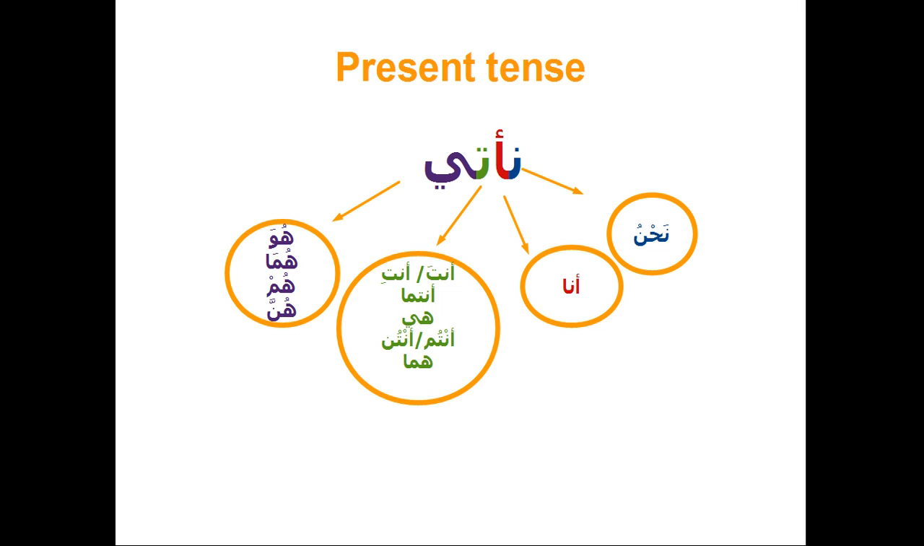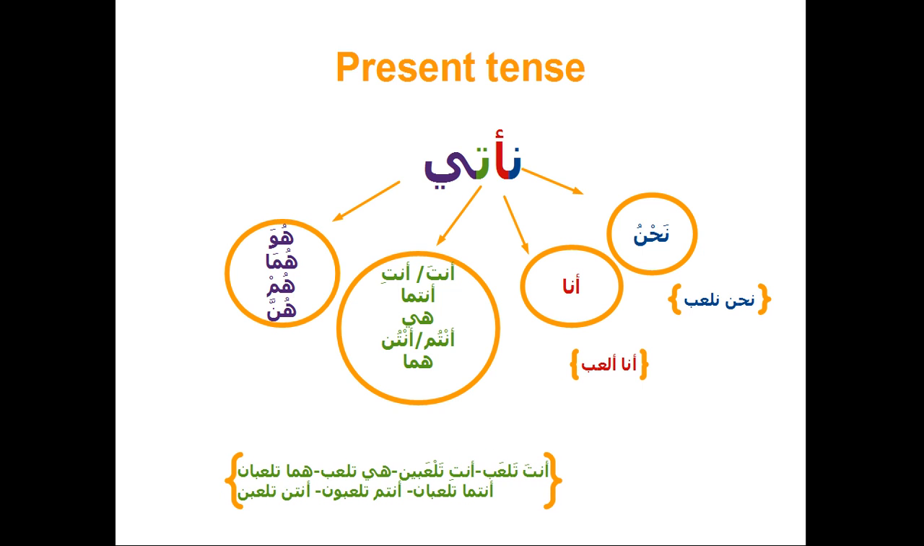In order to conjugate the verbs, you need to start the verb with one of the following letters. Like نحن نلعب, you see the noon in the beginning of نلعب. أنا ألعب, أنا starts with ألف, ألعب starts with ألف. أنت تلعب, notice the ta in the beginning of تلعب.